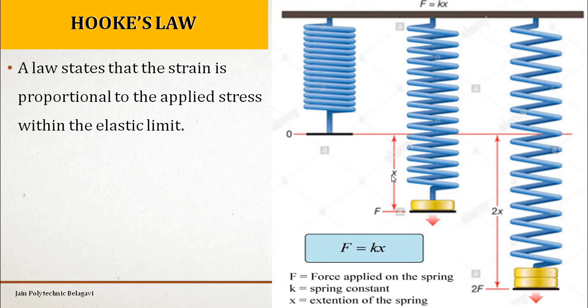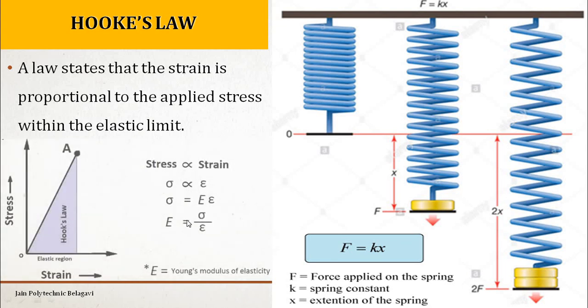Say here it was 1x, here it is 1F, right? So it is 1 unit. So 1F is equal to 1x, which means 1 stress is equal to 1 strain. Here 2 stress is equal to 2 strain. So this is how you have to understand very easily, in a simple manner, what exactly the spring constant is. Okay, so that is the spring constant.